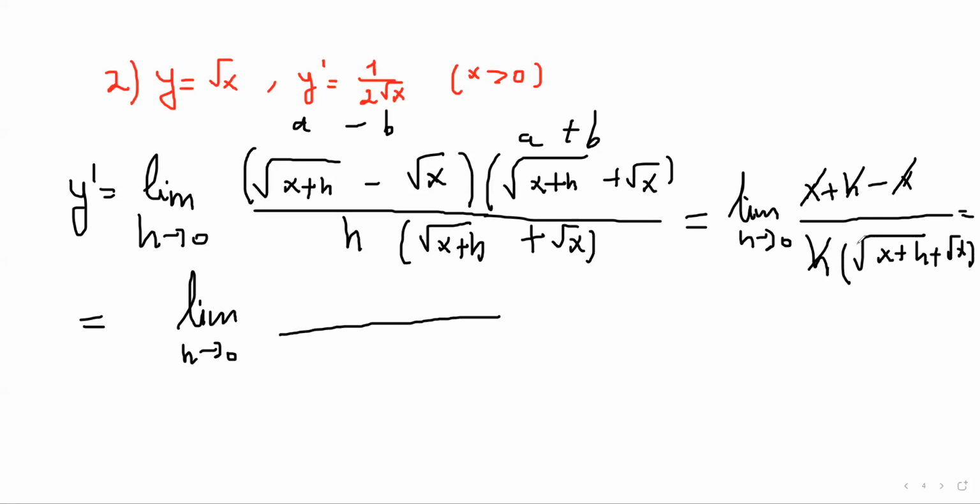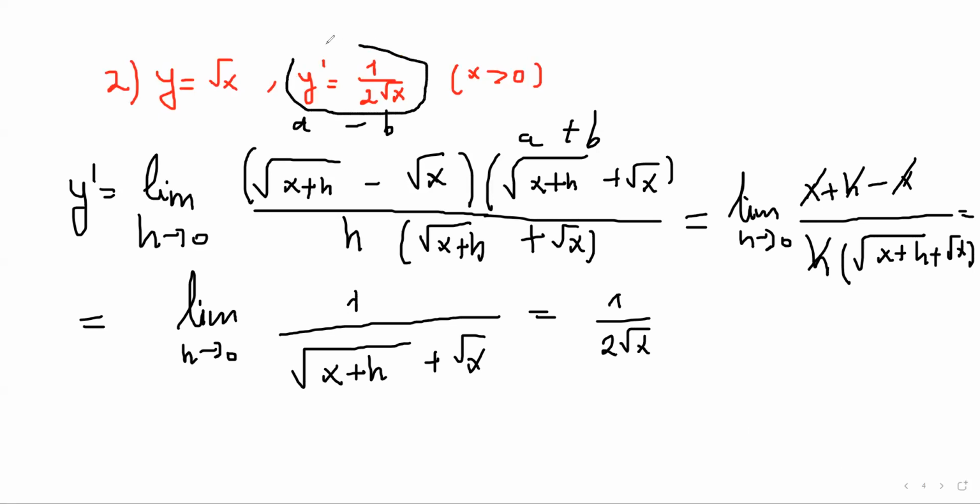We have 1 divided by the square root of x plus h plus the square root of x. So when you place h equals 0 here, you're going to get 1 over square root of x plus square root of x. It's going to be 1 over 2 square root of x. So this is the proof of this formula that we use at school.